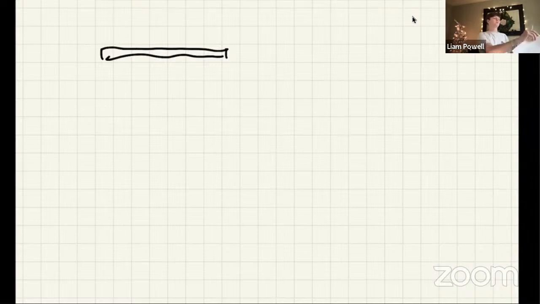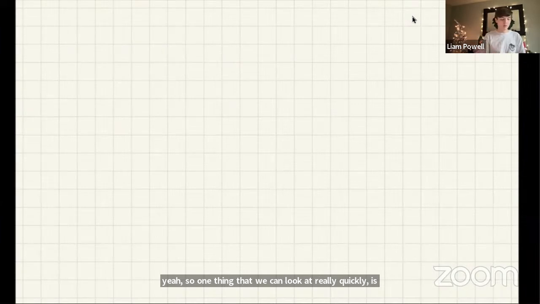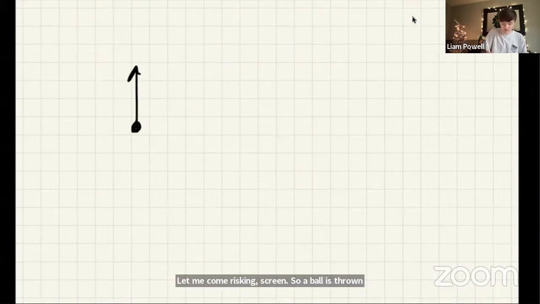Okay, yeah. So one thing that we can look at really quickly is, let me clear my screen. A ball is thrown vertically upward with a speed of 26.9 meters a second.